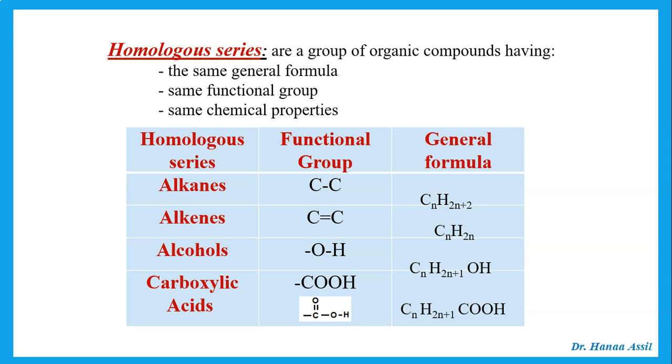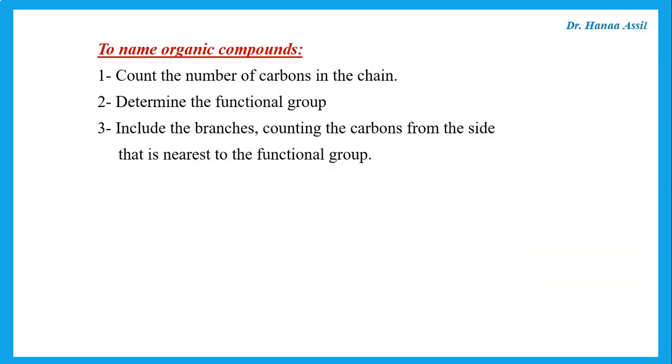Now, what about alcohols and carboxylic acids? If you know that alkane is CnH2n+2, now to make it an alcohol, you make it CnH2n+1 and we put an OH instead of the hydrogen that we removed. If we're talking about carboxylic acid, then it is CnH2n+1 and we put COOH, which is the functional group, instead of the other hydrogen removed.